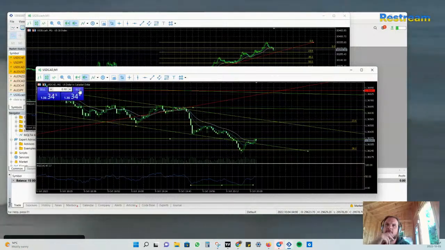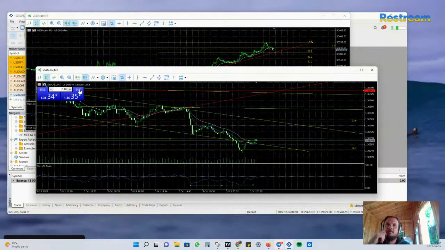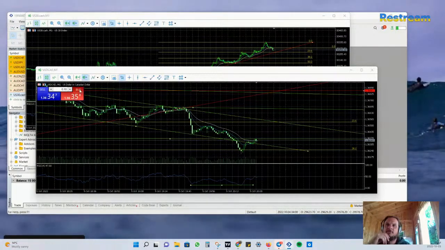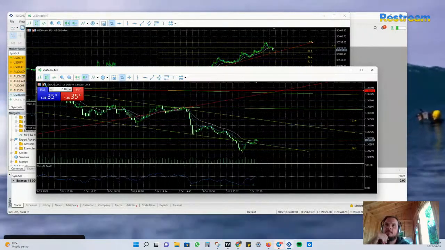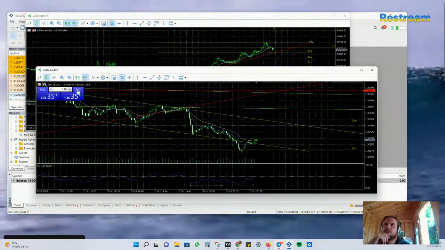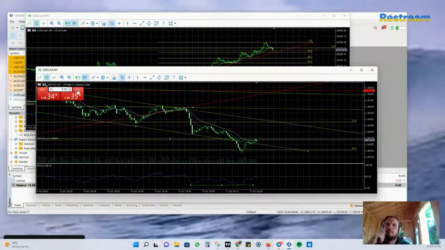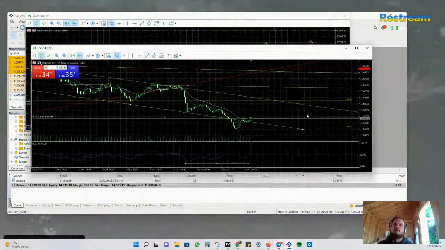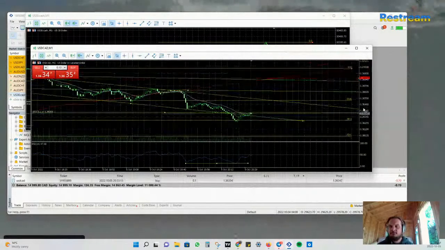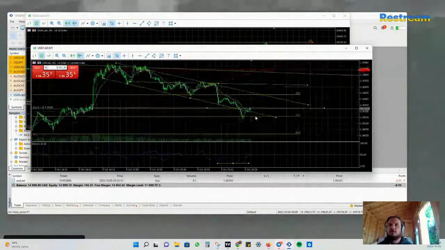Tempting. See if it gives me a little better spot. It stayed above the 21. Let's go. There it is, first trade. First trade of my FTMO career. Let's go.